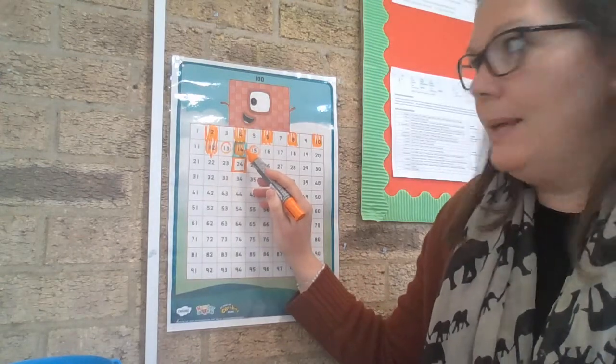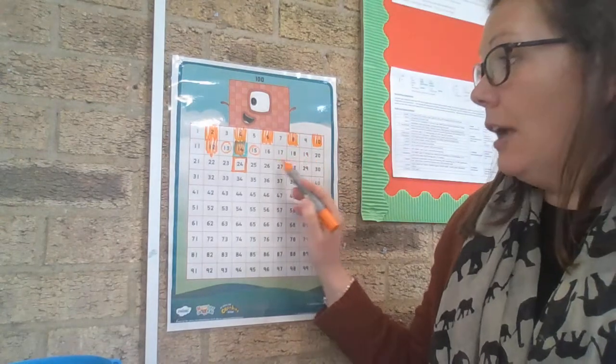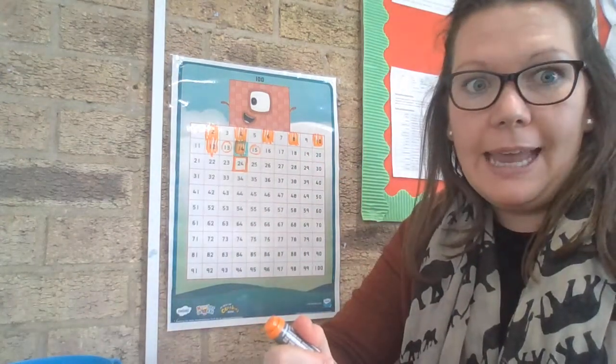Now, if you found that a little bit easier, can you keep going? Keep missing one and keep colouring every other one and see if you can find a pattern, counting up in twos. Can't wait to see what you get up to.